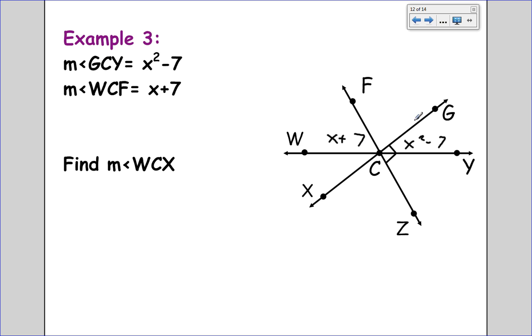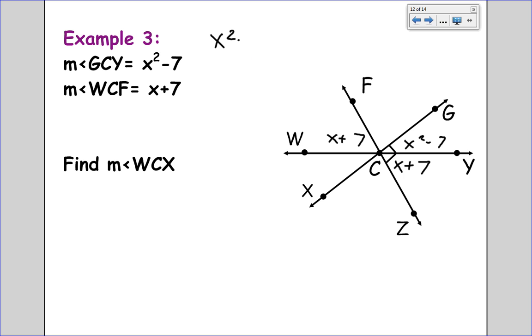Okay, coming back now, if you notice, x squared minus 7 is not vertical to this angle. You might have been tempted to say they're vertical, but GCY is made of this line where WCF does not include this part of the line, so you can't say they're vertical. You might have also been tempted to say all of this adds up to 180, but the problem is we don't know this angle here. But you might have noticed, and this is correct if you did, WCF and YCZ are vertical angles. So if this is x plus 7, this will also be x plus 7. And then you would have noticed that these two angles are complementary, and they add up to 90.